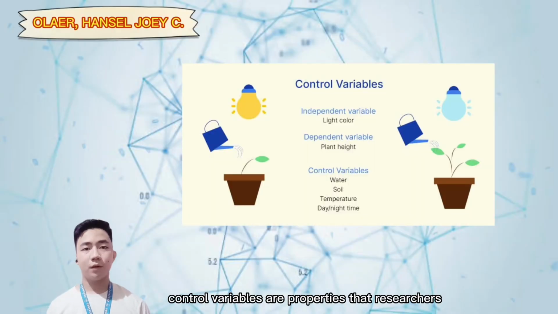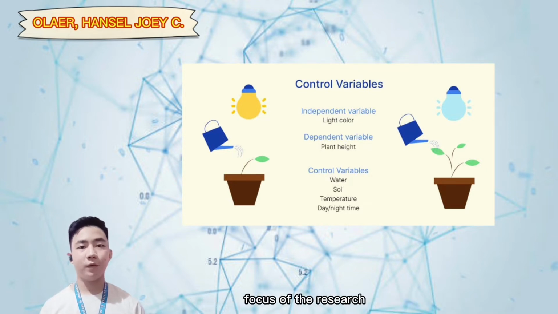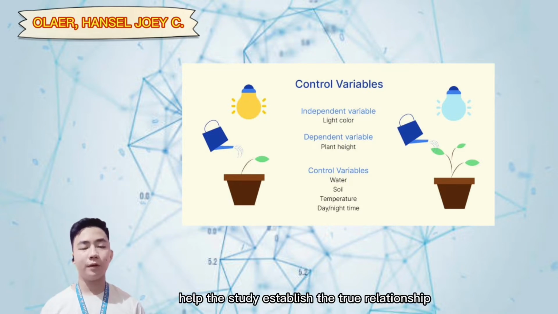Controlled variables are properties that researchers hold constant for all observations in an experiment. While these variables are not the primary focus of the research, keeping their values consistent helps the study establish the true relationship between the independent and dependent variables.